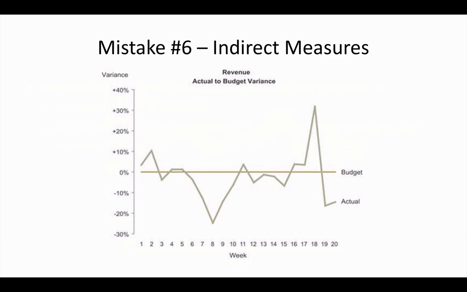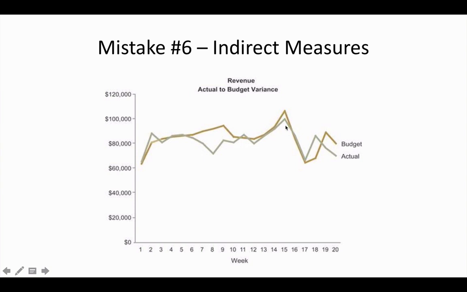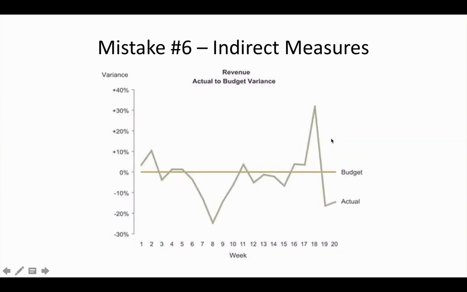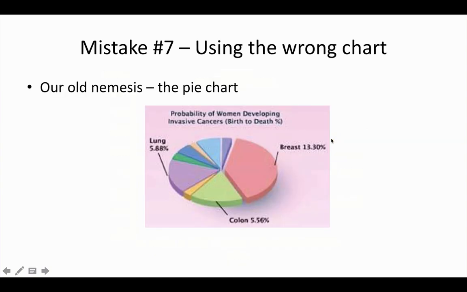Sometimes you may also show the indirect measures along with this. You know, I might actually see a table that has both and then the actual deviation down here, but don't ask your user to calculate in their head these differences. Don't use the wrong chart.